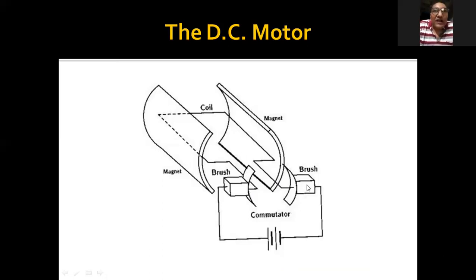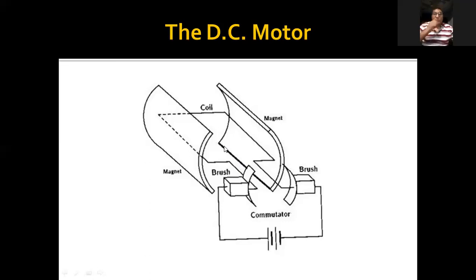Here we have carbon brushes. These carbon brushes are stationary. They are permanent. This carbon brush is permanently connected with the positive side of the battery. This carbon brush is permanently connected with the negative side of the battery. This carbon brush and this battery are stationary. They are not moving. But these rings and this coil are rotating.